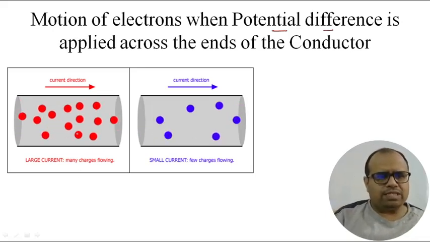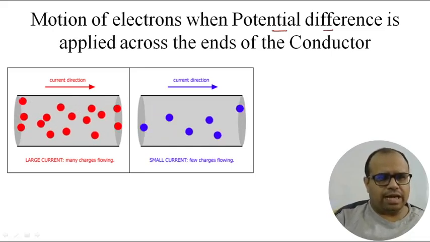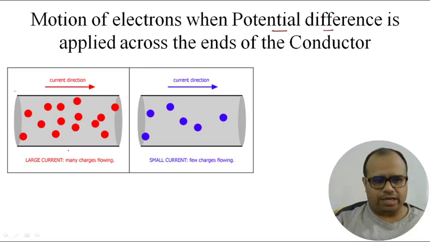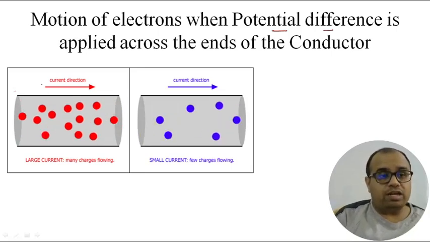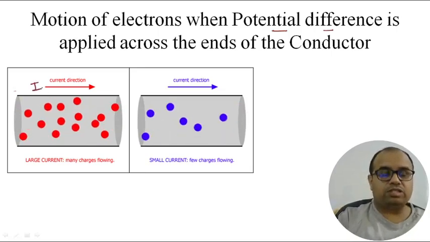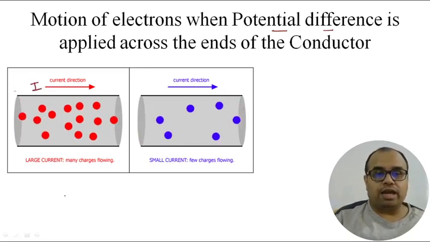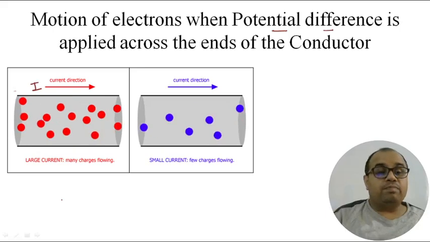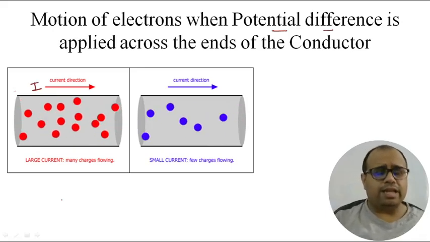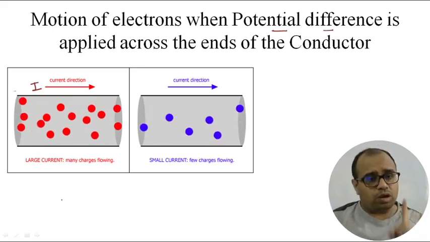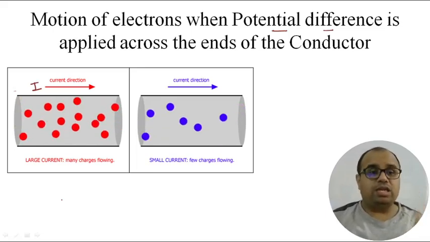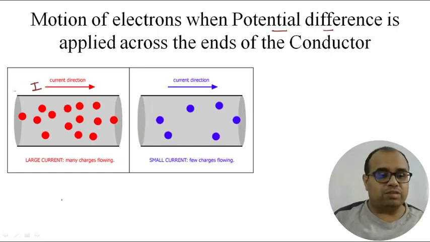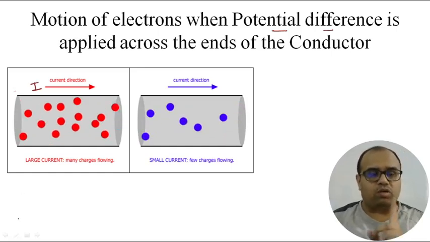Having said that, here you see that the direction of current is from left to right. The direction of current is the conventional current. We discussed the conventional current and the electron current, that is the electric current. And you know that we always draw the conventional current in the circuit.